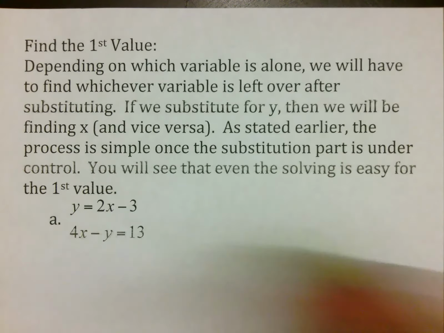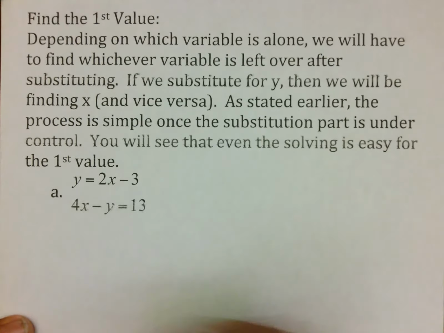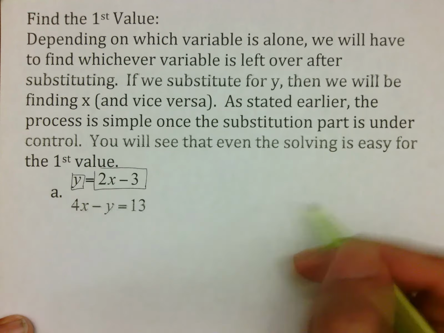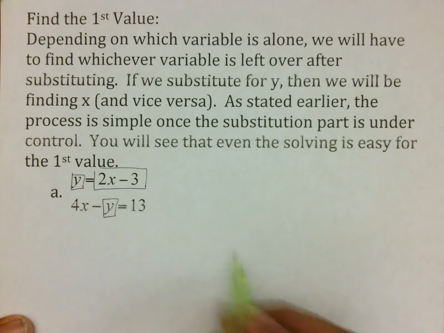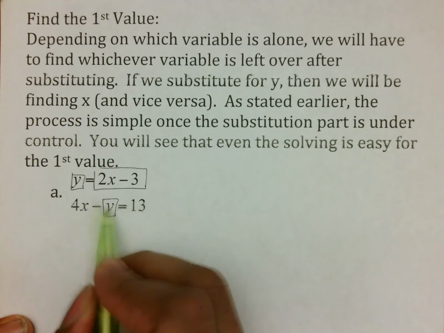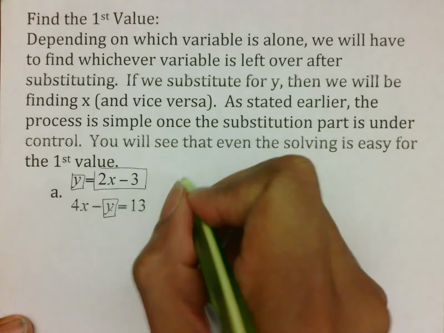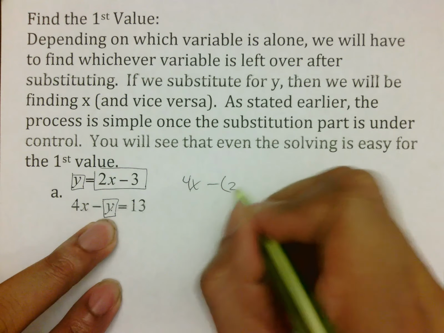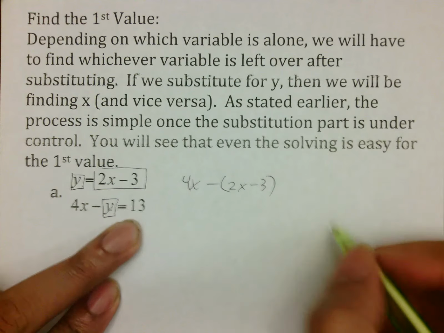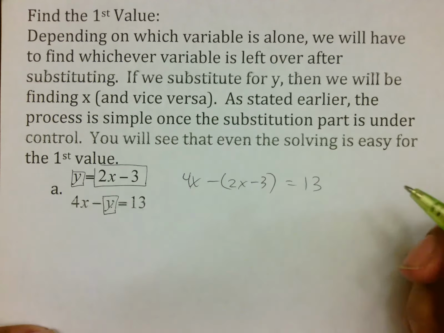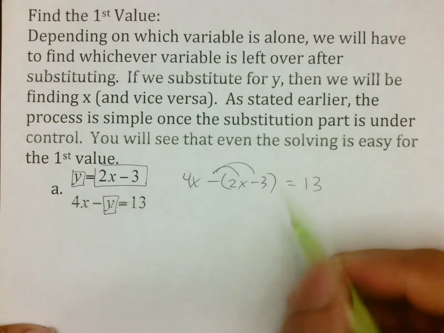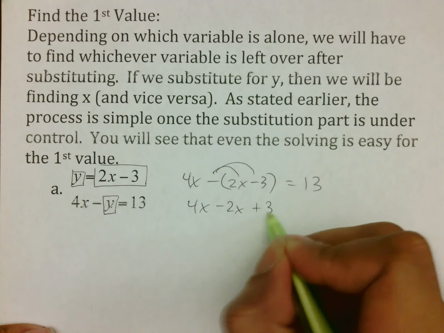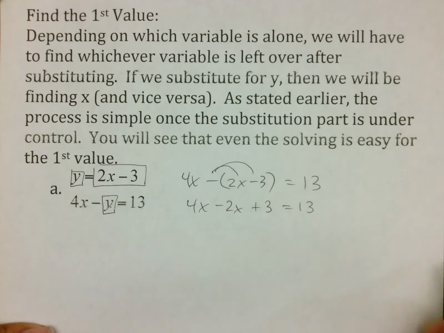So again, looking at this problem here, you're going to recognize that y is alone, you're going to recognize that y has the same value as 2x minus 3, and you're going to swap it right here. So you then put your 4x minus parentheses. Y again is going to swap out for 2x minus 3 and then equals 13. We are going to distribute our negative. Again, distributing a negative means that everything switches signs. So minus 2x and plus 3 equals 13.